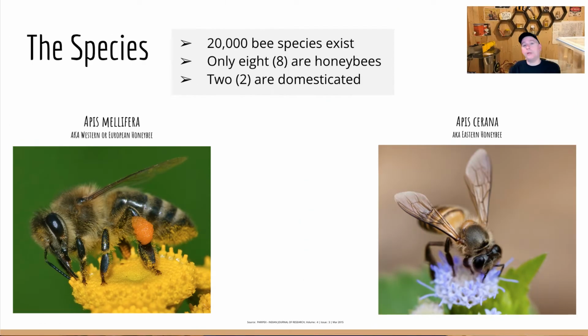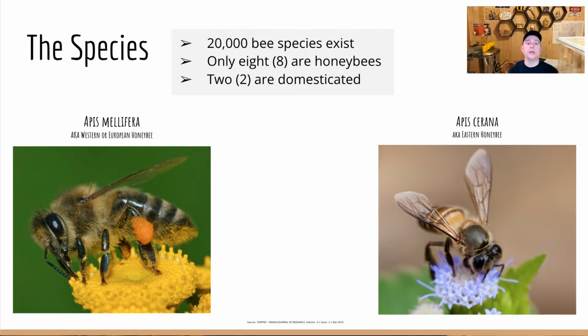Another really fascinating thing, and a reason that I think honeybees are just so darn special, is there are over 20,000 species of bees in the world. And of those 20,000 species of bees, only eight are considered honeybees. And then of those eight, only two are domesticated by humans. So if you go buy a jar of honey, it has to come from one of those two domesticated types of honeybees.